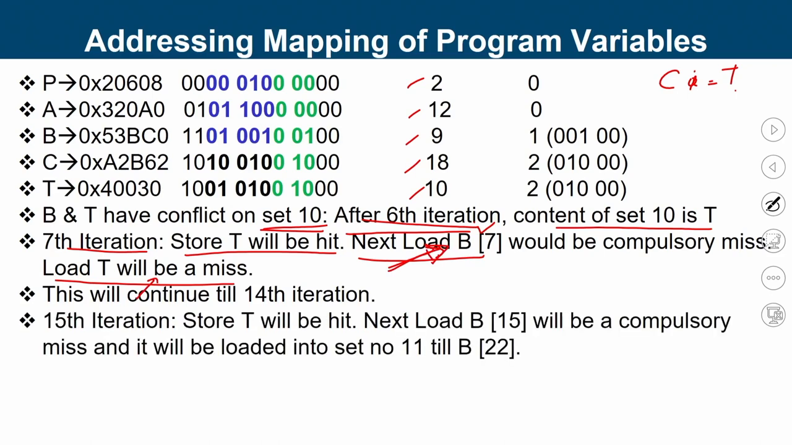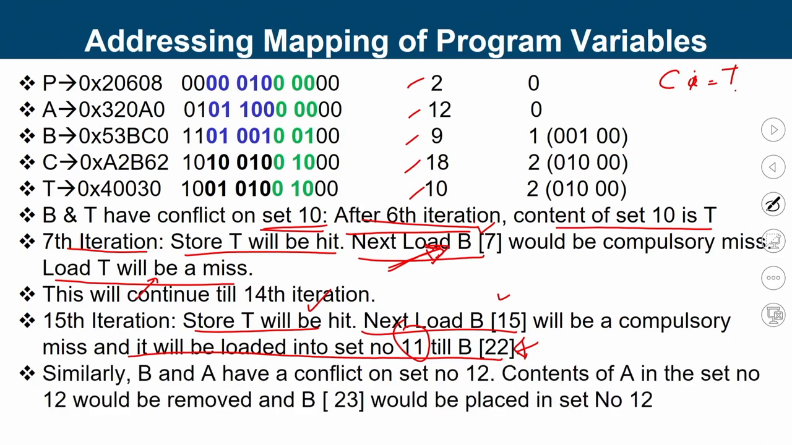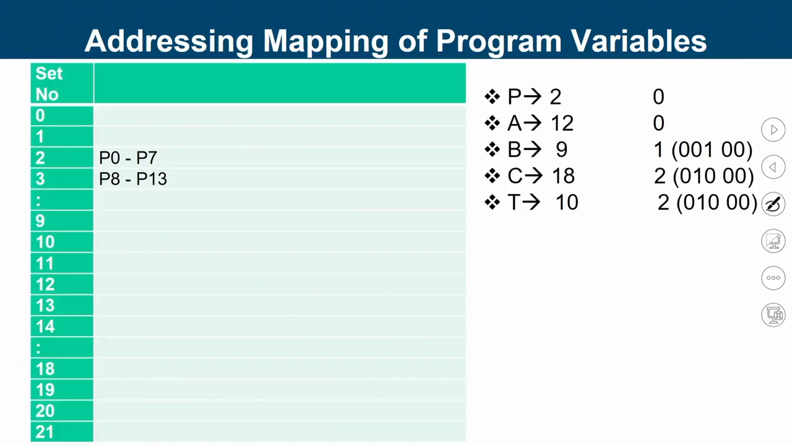In the 15th iteration, store T would be a hit. The next load B15 will be a compulsory miss and it will be loaded into set number 11, till B equal to 12. So it will end with T as a hit. Essentially, set number 10 will contain T at the end, and B15 will not go to set number 10, it will go to set number 11. Similarly, B and A have a conflict on set number 12, as we already mentioned. So the contents of A in set number 12 would be removed and B23 would be placed in set number 12. Let us try to understand what happens.